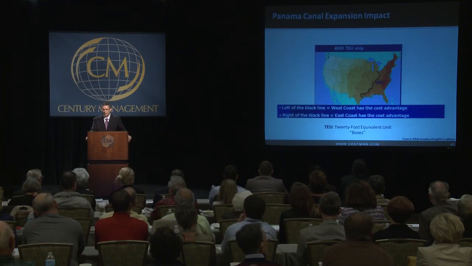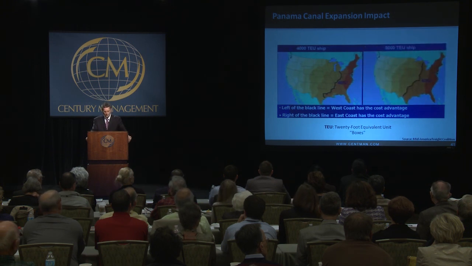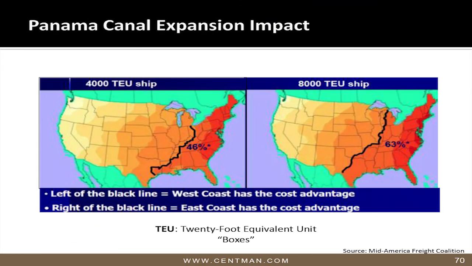As we look at what happens when an 8,000 TEU ship passes through the Panama Canal, we see these economics change dramatically. You see the black break-even line? It will mean 63% of the population will have a cost advantage from shipping to and from the East Coast. This shift towards the larger population density and manufacturing centers will certainly shift the decision-making of logistics companies and shippers.